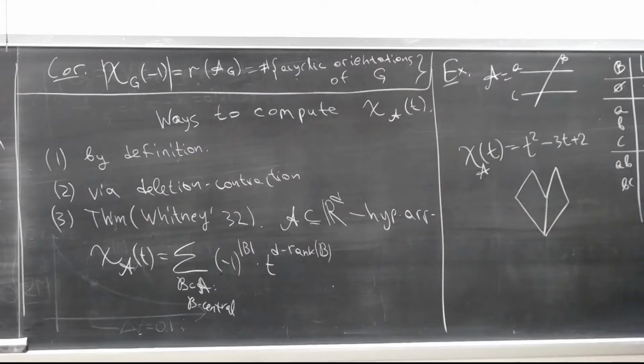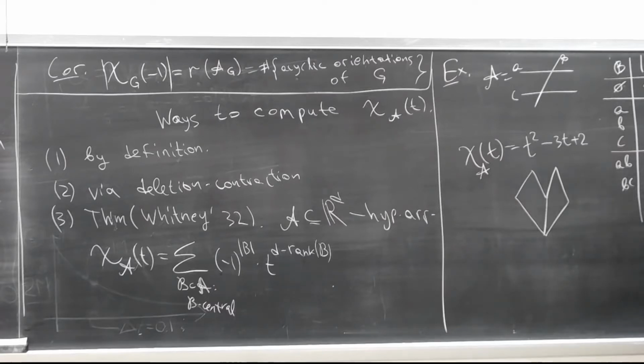Okay, so if I have an arrangement like this, where this is A, and let's say B is the same as A, then the rank is going to be 2. So it's going to be -1 times t to the 0.